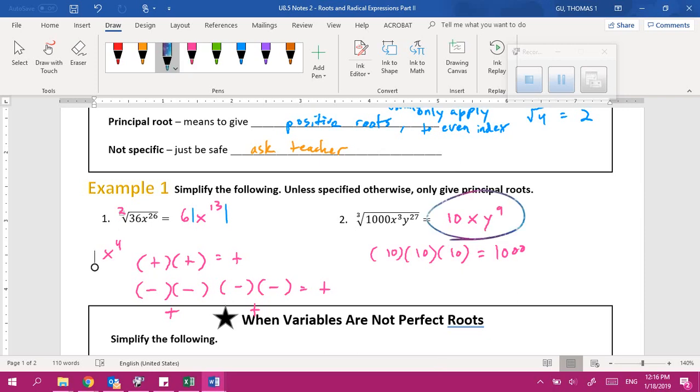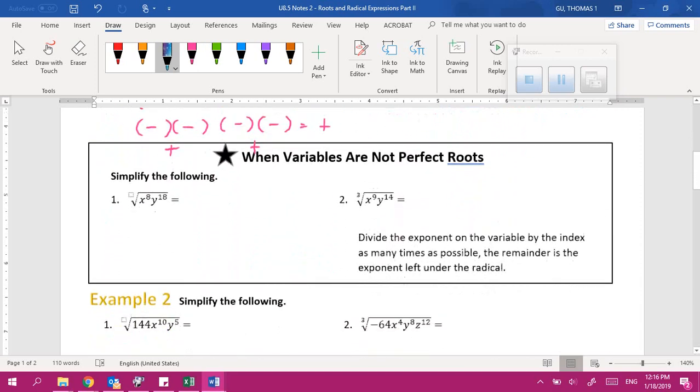Now, here's the add-on to yesterday that will complete this whole mini unit. So let's take a look at these two examples. This part right here says when variables are not perfect roots. So we're going to compare these two examples. Number 1, first of all, would I have to look for absolute values on number 1? Yes, why? Because the index is even. The index is 2, which is even, right? So that's when you have to look for absolute values.